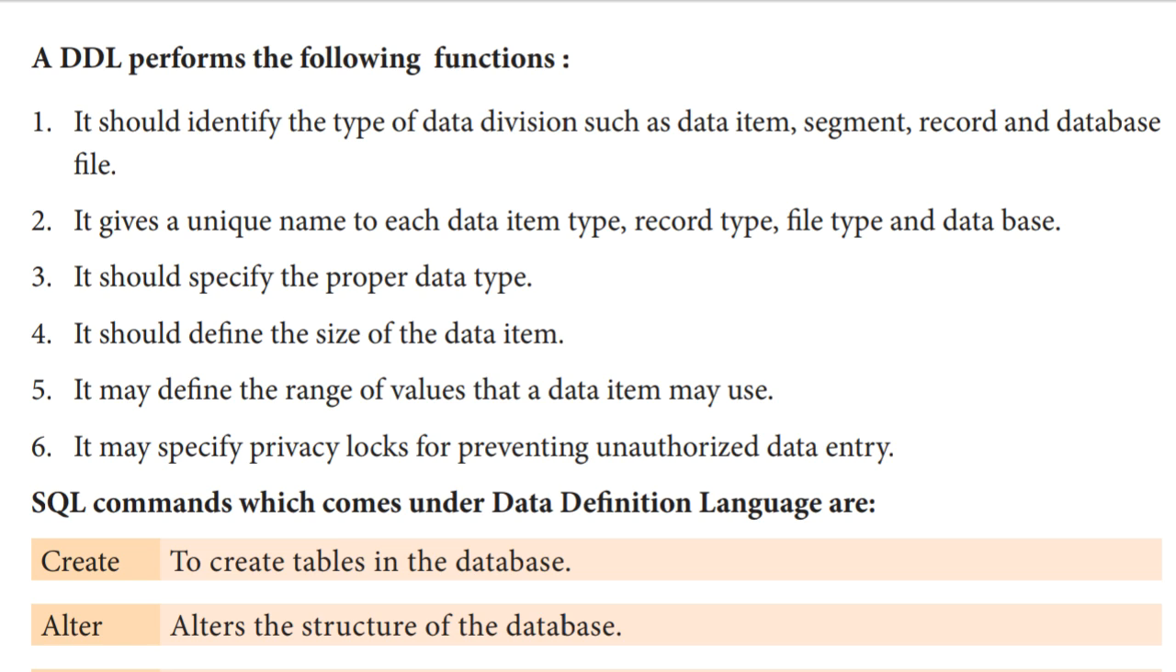It may specify privacy locks for preventing unauthorized data entry. So it has privacy locks. Some kinds of data we have to protect from the user, so they cannot change it. So at that time we have to give privacy locks for the data. Sometimes an unknown person also cannot access the data if we give the privacy locks.